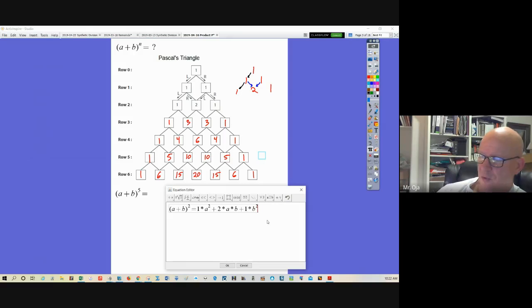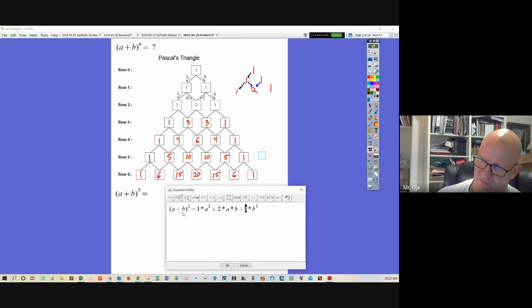So what I wanted you to see there is just that the numbers that we get in row 2, the 1, 2, and the 1 are showing up there, there, and there. Now what about the rest of it? How did I get the a squared and the a times b and the b squared? Here's the rule. This is row 2. So we know that the exponents for each term have to add up to 2.